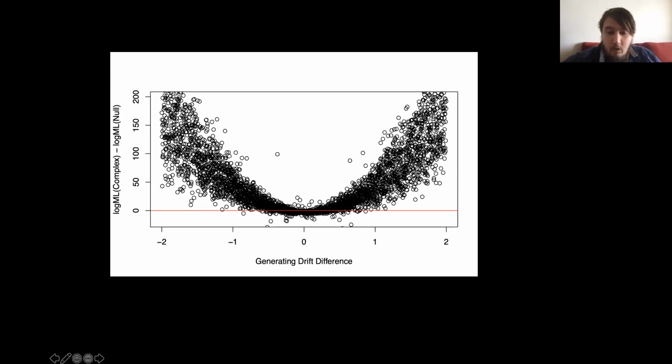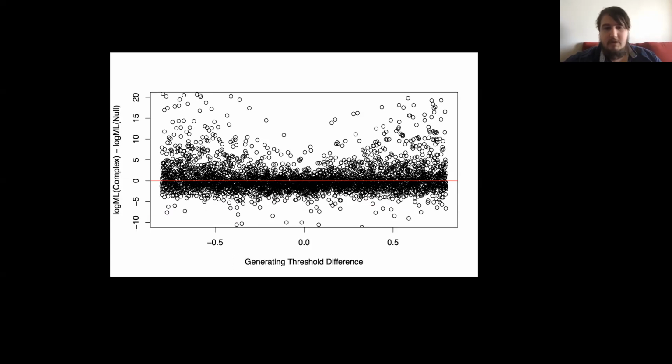And as we spread away from generating values of 0, we're more likely to see evidence for the alternate, that it's non-null, until it gets extremely high in the tails, right? So this is ideally what we want to see, and this is what we see for differences in VDiff. Now, do we see this for thresholds? The answer is very strongly no.